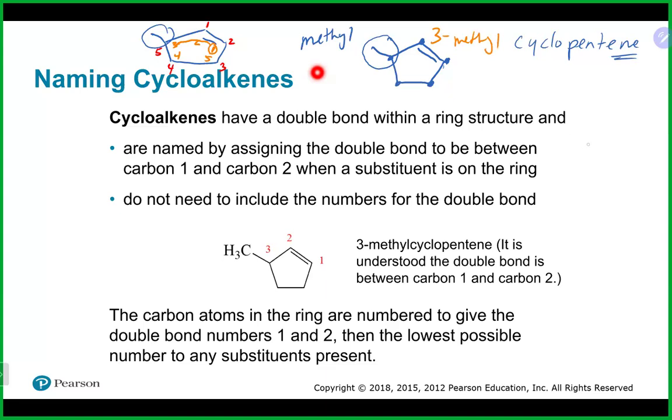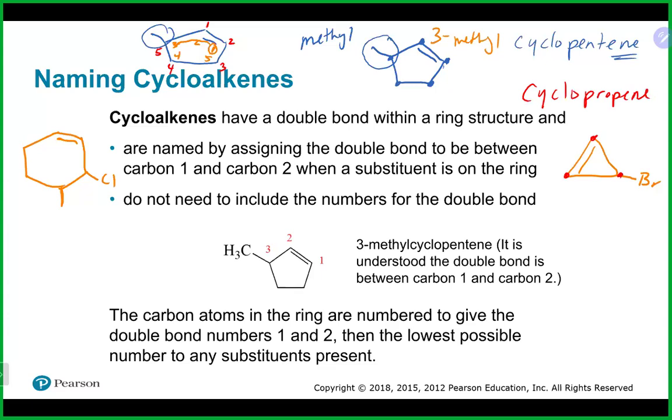So if I had something like this, why don't you give a name to that there? How many carbons? So that's based off of propane. There's definitely a double bond in there, and it's a ring. So that's going to be cyclopropene, ENE, because of the double bond. Once again, we do not need to give the location of the double bond. It is assumed to be carbon number one.